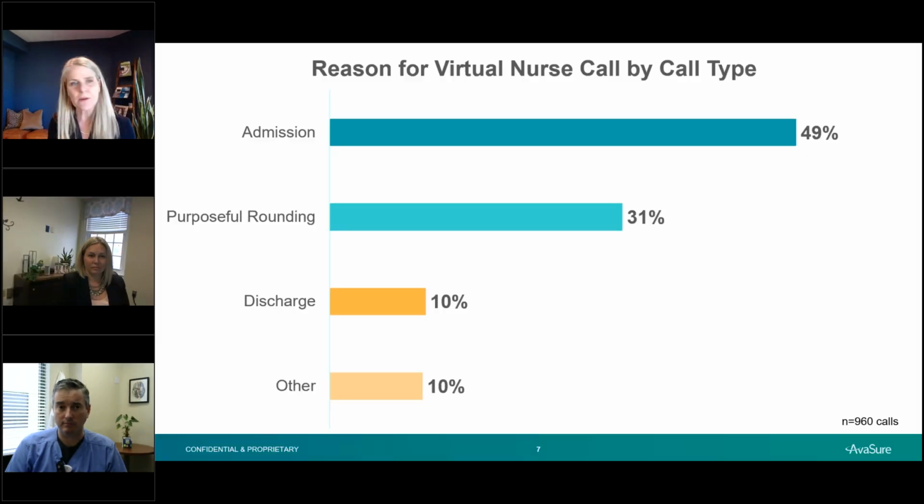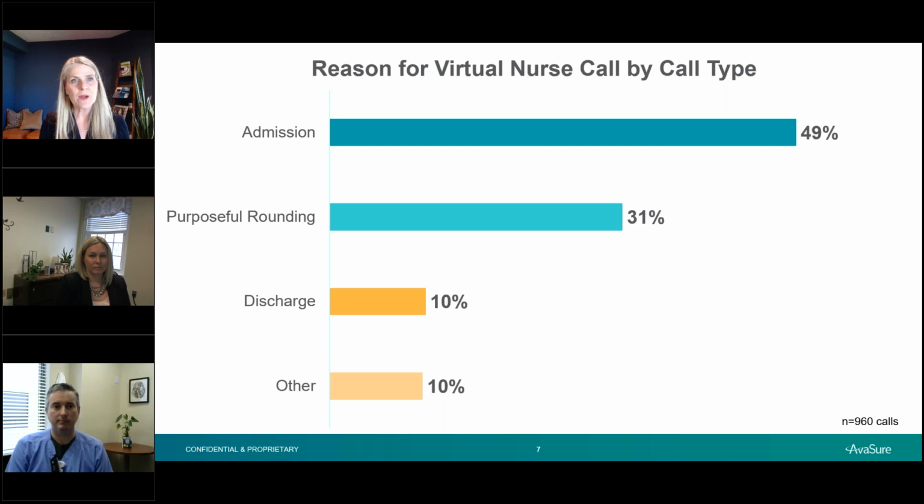Okay, I'm going to start with showing from AvaSure. We have multiple sites that are doing virtual nursing in this model. So I'm going to start with showing the aggregated data that we have from the last couple of months. And those of you familiar with telesitter, we have that data on the telesitter solution. And we're building that for virtual nursing as well.